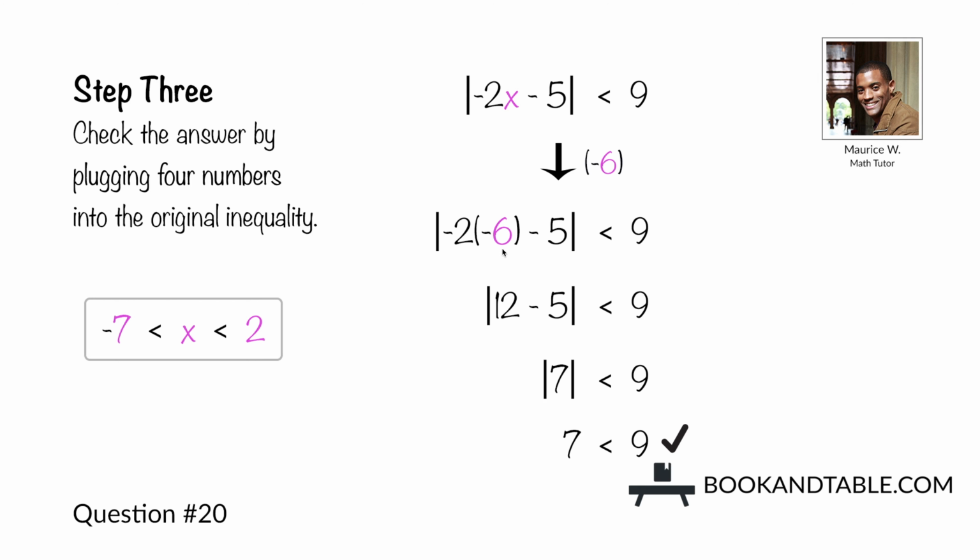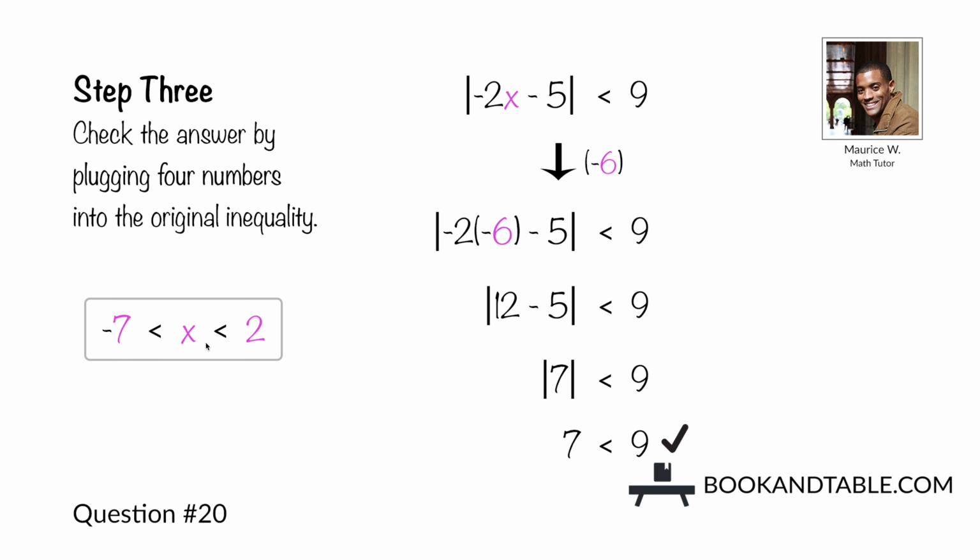Negative 2 times negative 6 is positive 12. 12 minus 5 is 7. The absolute value of 7 is 7, leaving you with the true statement, 7 is less than 9. So those two numbers show that this end of our answer is correct.